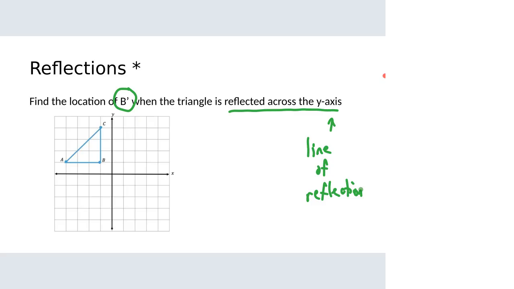So we're going to take triangle ABC, that's our pre-image. We're going to reflect it across the y-axis. And after we do that, I want to know where B prime is going to be. All right, let's take a look at this one.